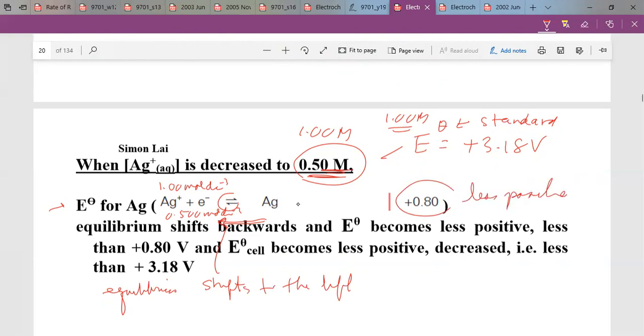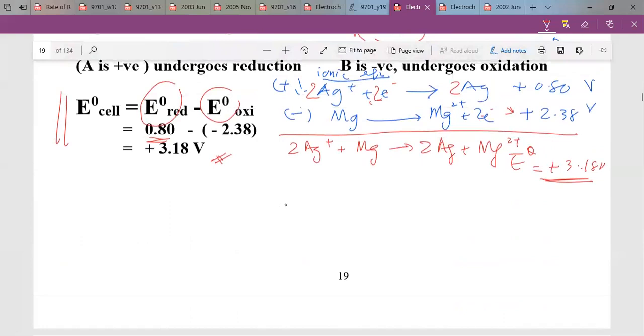It means that it will be less than 0.8, maybe positive 0.7, let's say. So less positive, or some say it becomes more negative. So this one becomes less positive. That means this value will be less, that means the E cell will decrease.